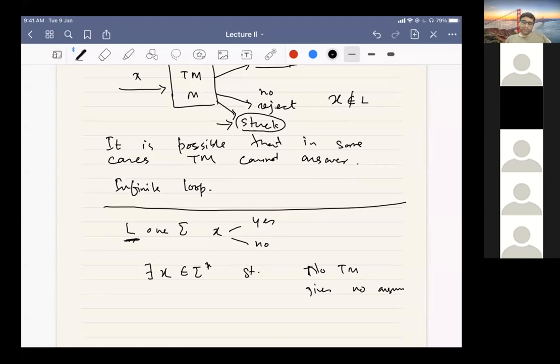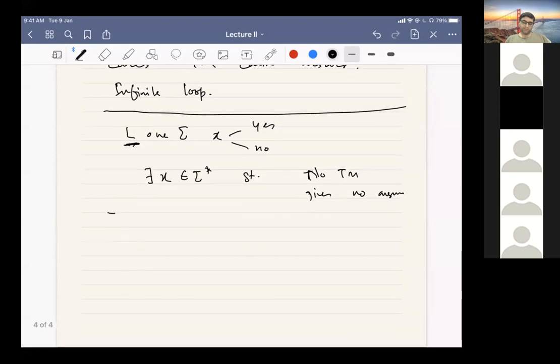Yes, exactly, yes. So if no TM gives a no answer, wouldn't that mean that it's Turing decidable? Just a second. No, it means that it's Turing recognizable.